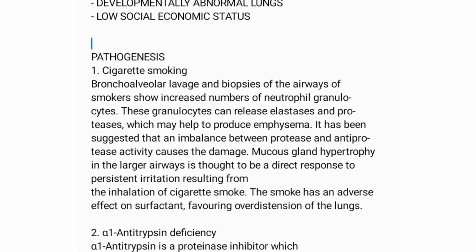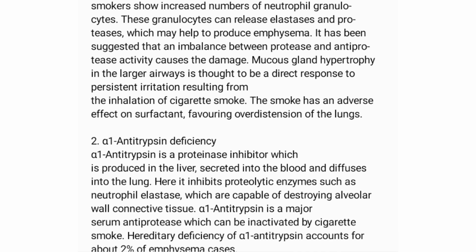Then mucus gland hypertrophy in the large airways is thought to be a direct response to persistent irritation resulting from the inhalation of cigarette smoke. So the smoke has an adverse effect on surfactant, favoring overdistension of the lungs.